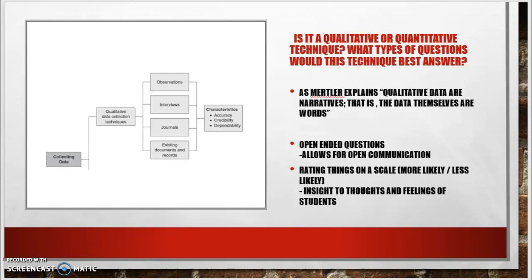So using open-ended questions allows for the best open communication, versus saying, what did you learn in this lesson? And students say fractions. Leaving it a little more open, tell me about the fractions lesson, might be more beneficial. And using a scale to help gain knowledge from your students. Or was it more likely, less likely, neutral, on a 5-point scale versus 3.